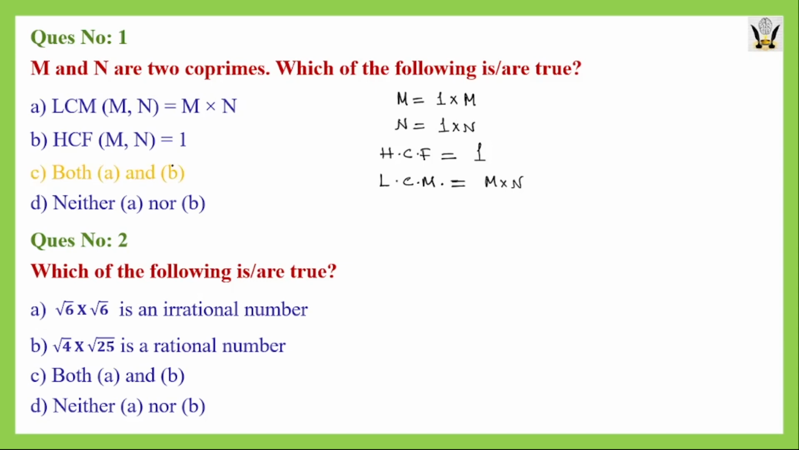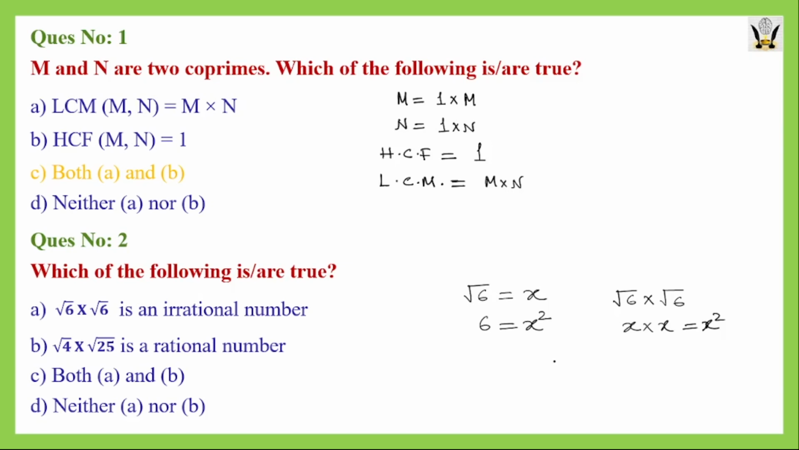Now the second problem sum says which of the following is or are true. The first option is root over 6 multiplied by root over 6 is an irrational number. So root over 6, if we assume that is an unknown variable x, then if we take the square of both sides, it will be 6 on the left side, and on the right side it will be x square. So x square is equal to 6. Now if we perform the multiplication, root 6 multiplied by root 6, it will be x multiplied by x, that means x square. And x square is 6, which is not an irrational number. So option A is not correct for us.